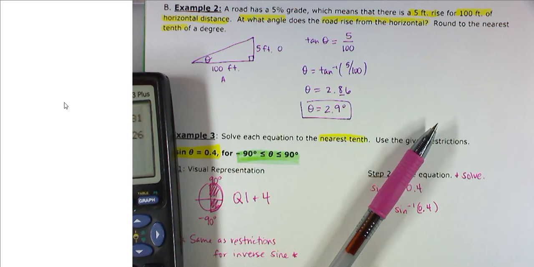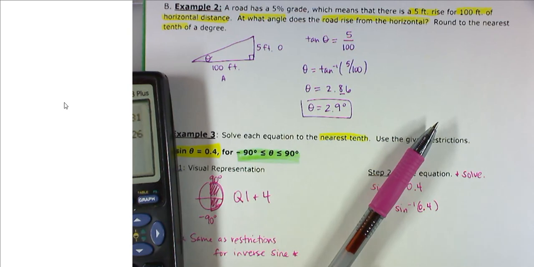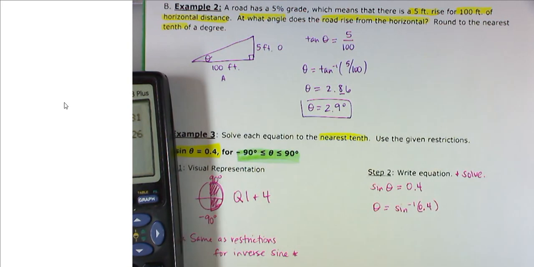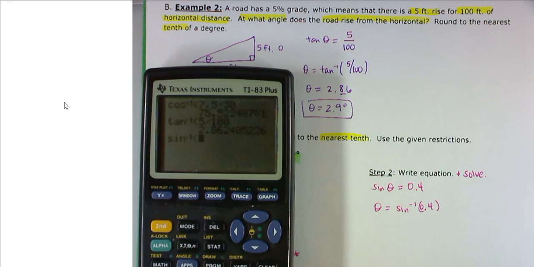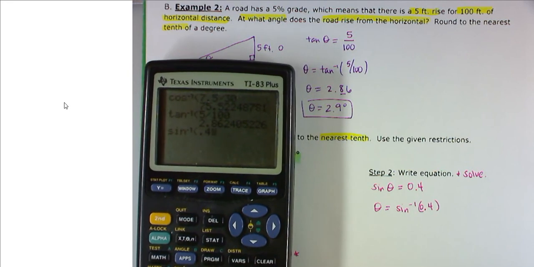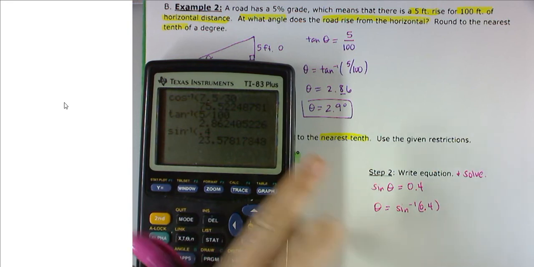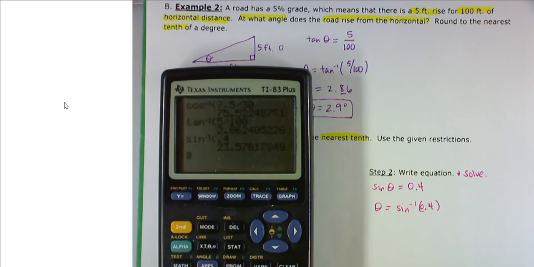Okay, and then we are going to do the sine inverse. It does give you that in degrees. And it said that we are going to round to the nearest tenth, so then your theta value is going to be 23.6 degrees based on what you get on your calculator.